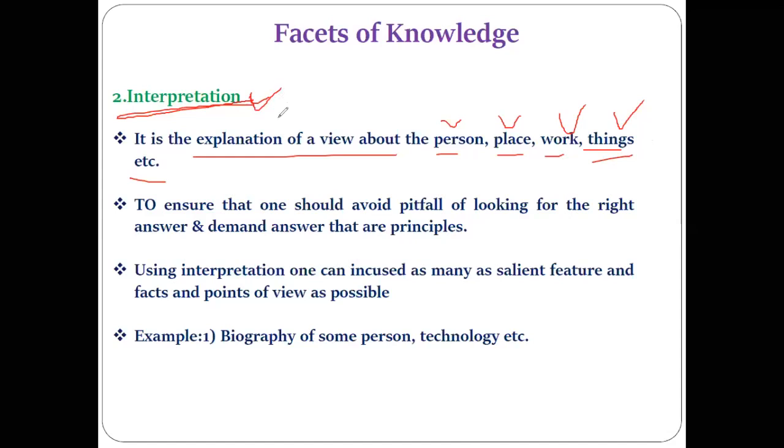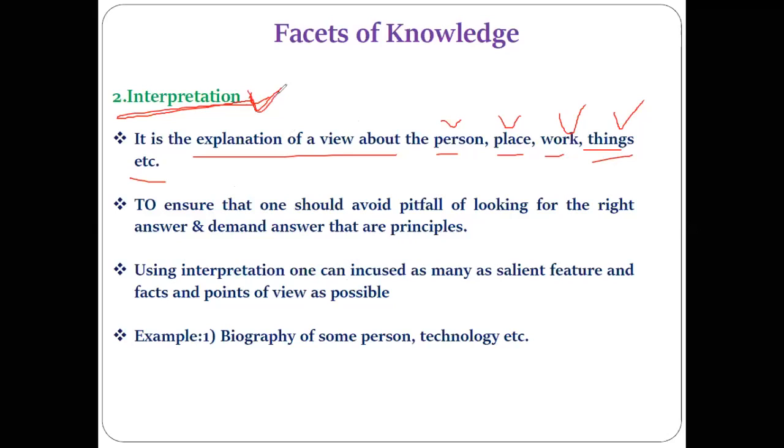When you have a deep understanding of something, some person, some place, some work, some technology, then only can we say that you have the interpretation knowledge of that particular thing. So if you see the biography of some person, त्या biography मध्ये सगळ्या डिटेल्स लिहिलेल्या असतात, so that we don't have to search for any right answer apart from that biography. We can get the answers to all the questions within that biography. Understood?